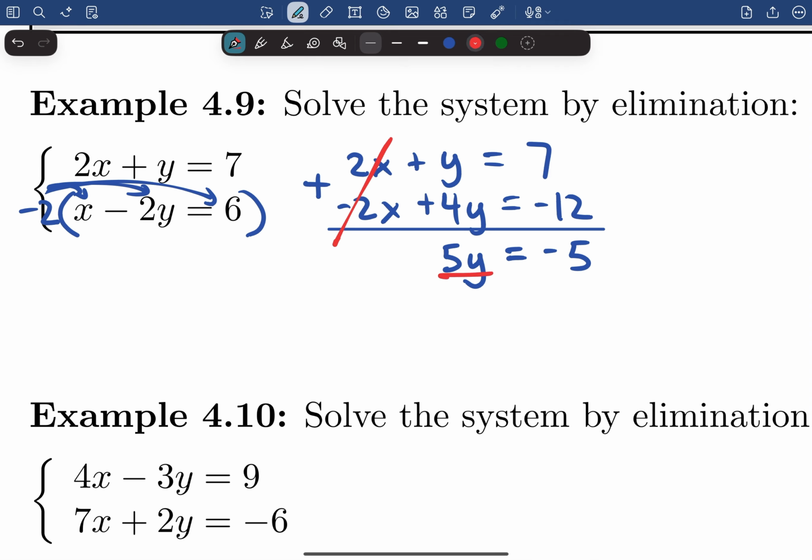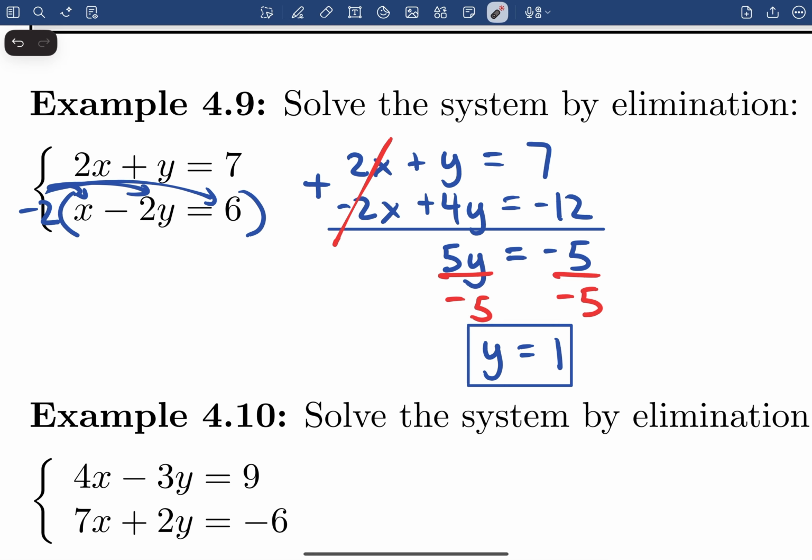And so now I divide by negative 5 from the left side to the right side, and I find out that y is equal to 1. Okay. Right? Because negative 5 divided by negative 5 is positive 1.